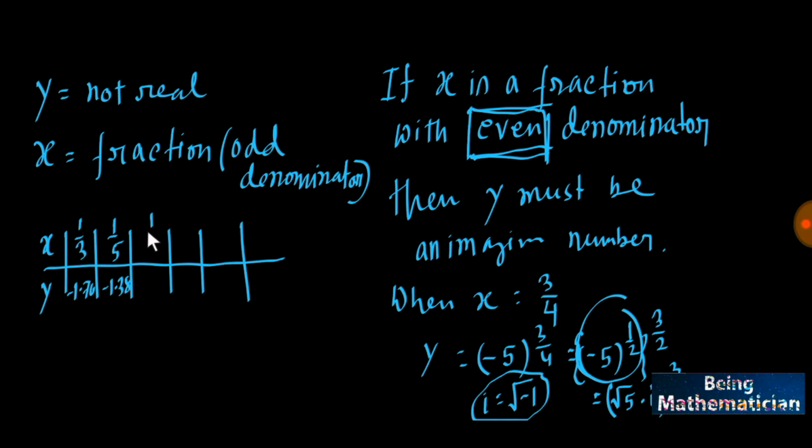When x is 1 by 7, then y must be (-5) to the power 1 by 7, and that will be minus 1.258. When x is 1 by 9, then y must be minus 1.196.